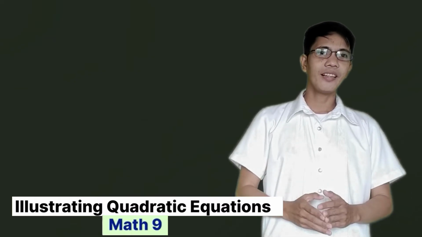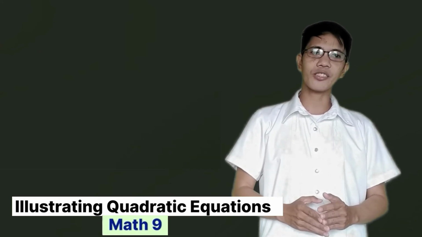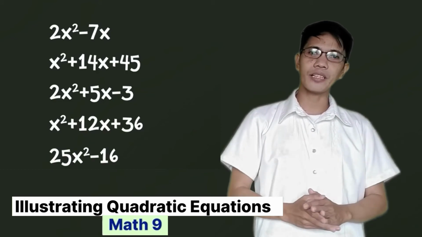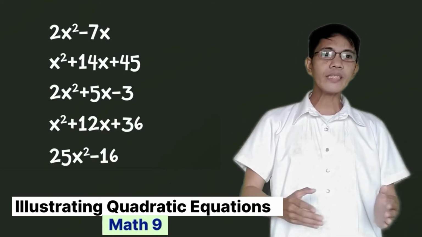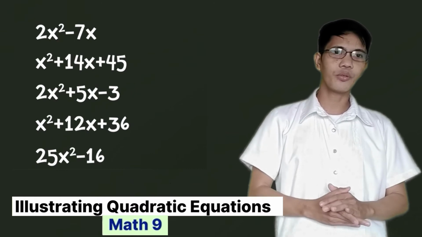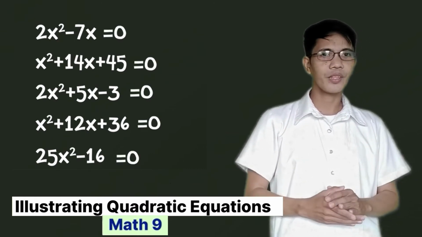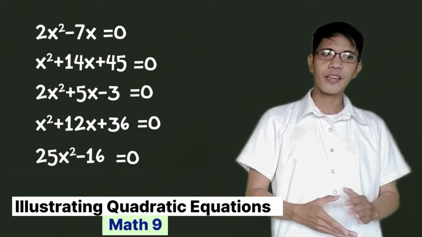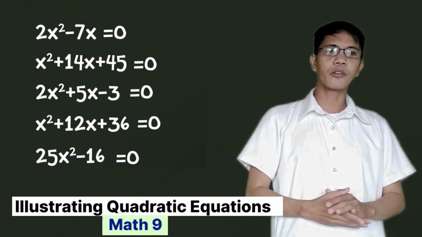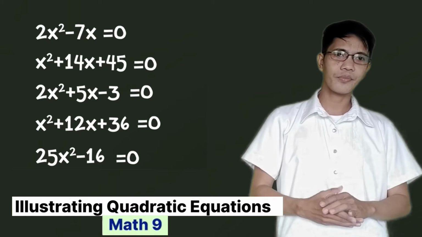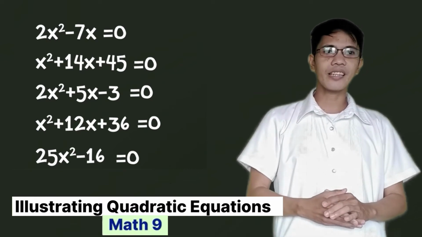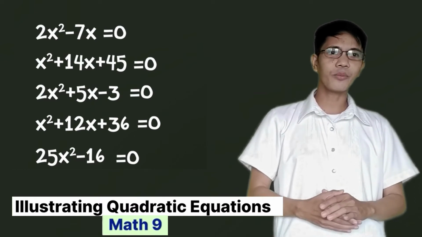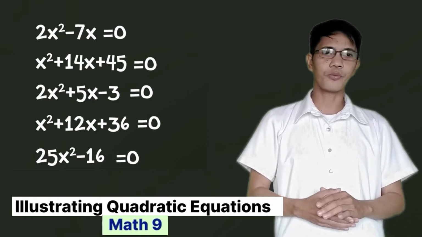Now, let's take a look at all the answers in the activity we just did. All of them are polynomials of degree 2. If we set each equal to 0, what do we get? We get the quadratic equation in standard form. They are in standard form because 1. The terms are arranged in descending power, and 2. The polynomial is set equal to 0.